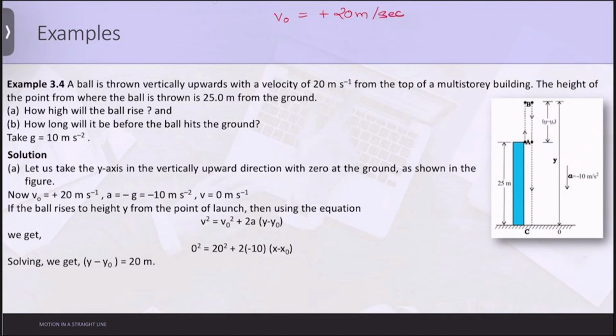Next thing is please remember that because acceleration is downwards, and we are considering positive direction to be upward direction, therefore this a value will be minus g. So this minus g will be equal to minus 10 meter per second square. So that is how this thing is being explained.